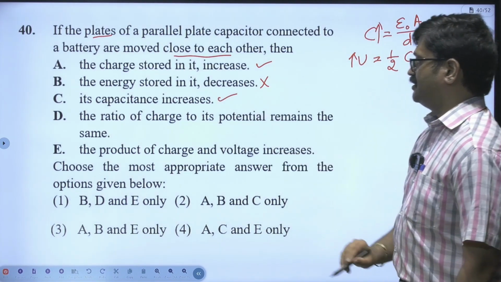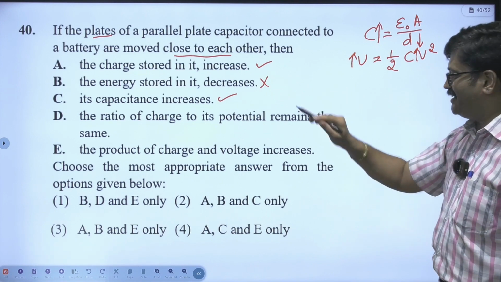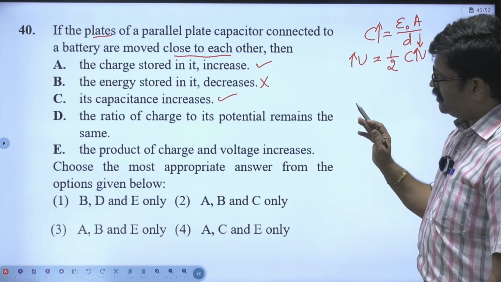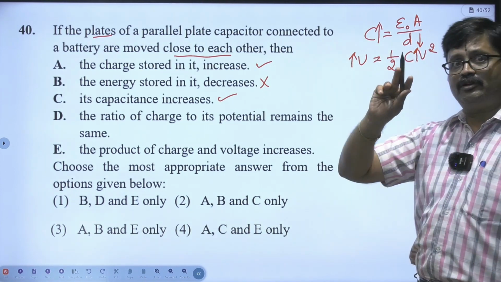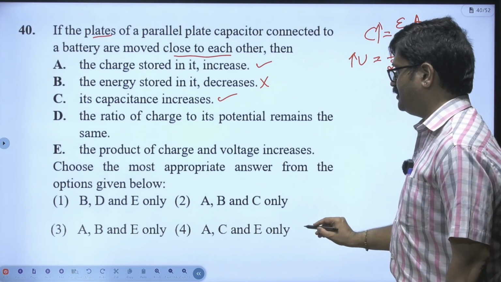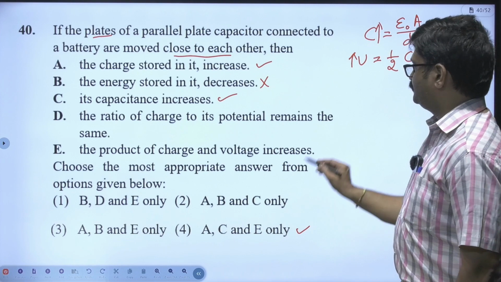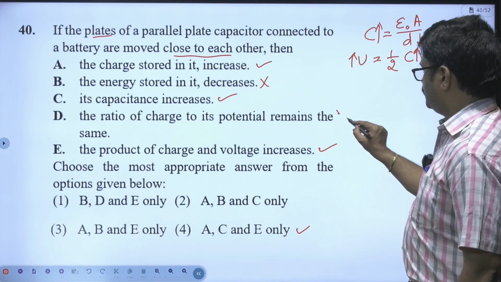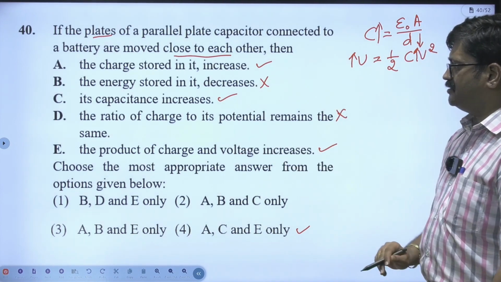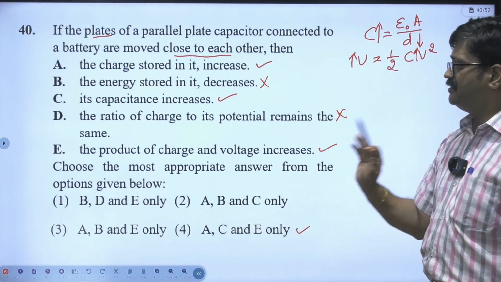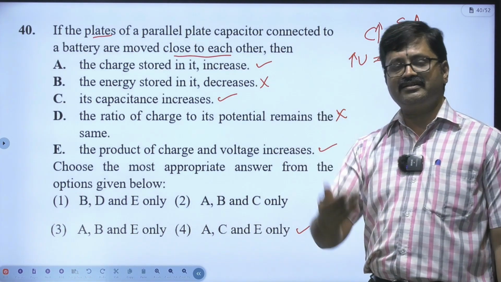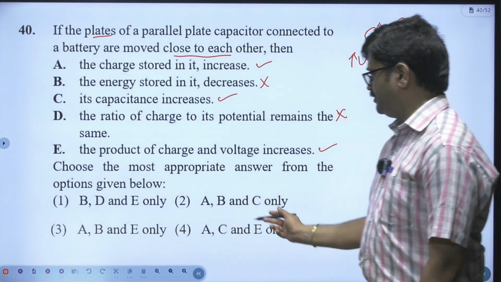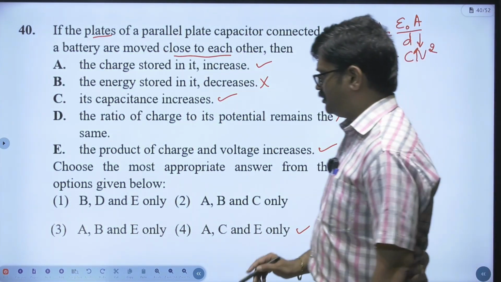The ratio of charge to its potential remains the same. Charge by potential, that ratio remains the same. Why? Because we have the same potential difference, is it not? So A, C and E. I am going to consider the other as wrong, so E is correct here. So I will just consider A, C and E only. The product of charge and voltage will increase, so definitely Q into V will increase. So from this I can see that option 4 happens to be our correct choice.